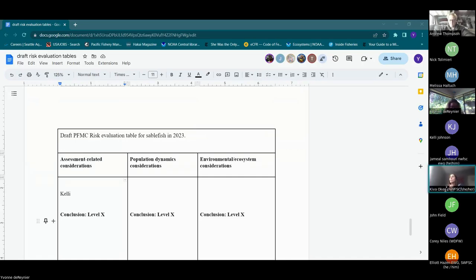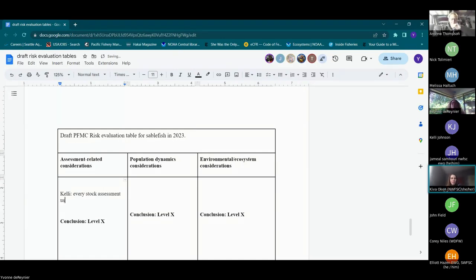Yeah, I was just going to say, first, with regards to Corey's question, I think that Stephanie mentioned yesterday that if there's an environmental driver in an assessment, they leave it out of the risk table, so it doesn't get to be double counted, basically.